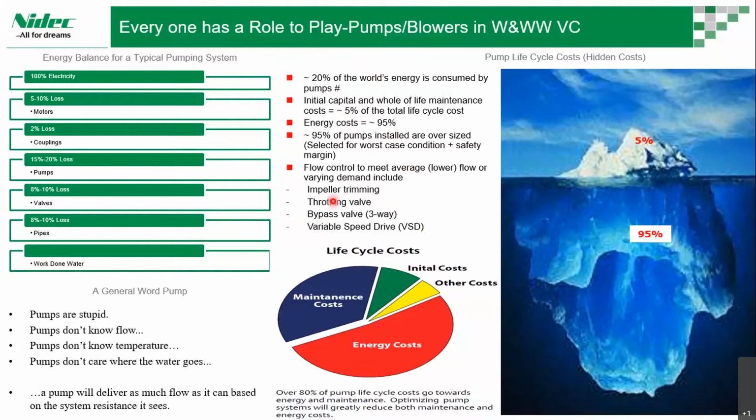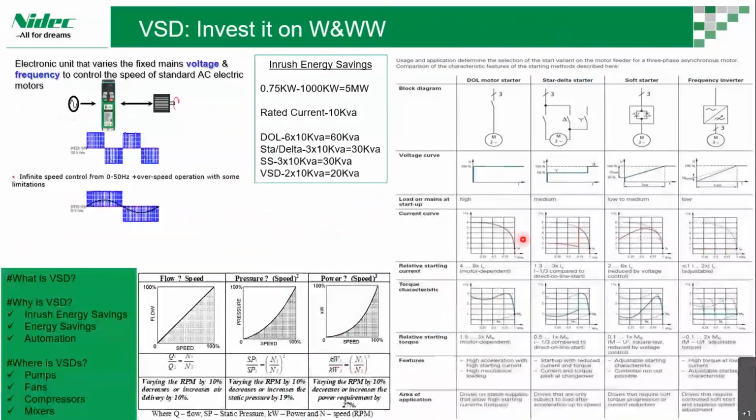We can control the motor or the pump with various control methods: impeller trimming, a throttling valve to control the motor based on demand, a bypass valve, and variable speed. So is a VSD an investment or an expense in water and wastewater? The questions we can ask are: what is a VFD here, why a VSD, and where can we use VSDs? Those are the three questions.